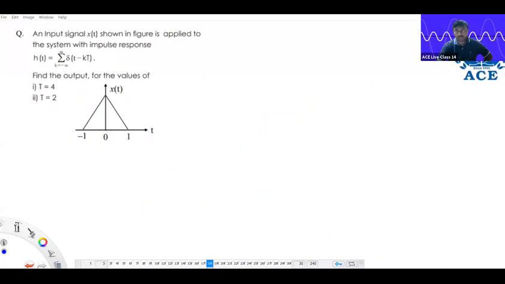Let us continue. Till now we observed the scaling property, shifting property, area property, like that. The area under the output is the product of individual areas, AX into AH. Please go through this model, sir.